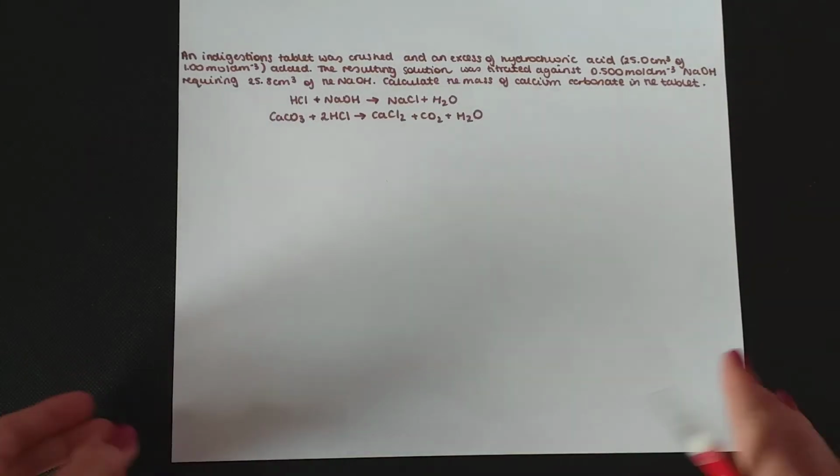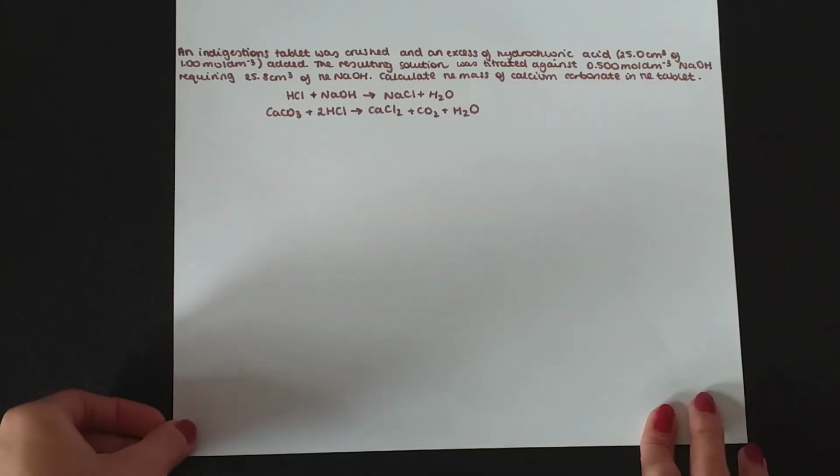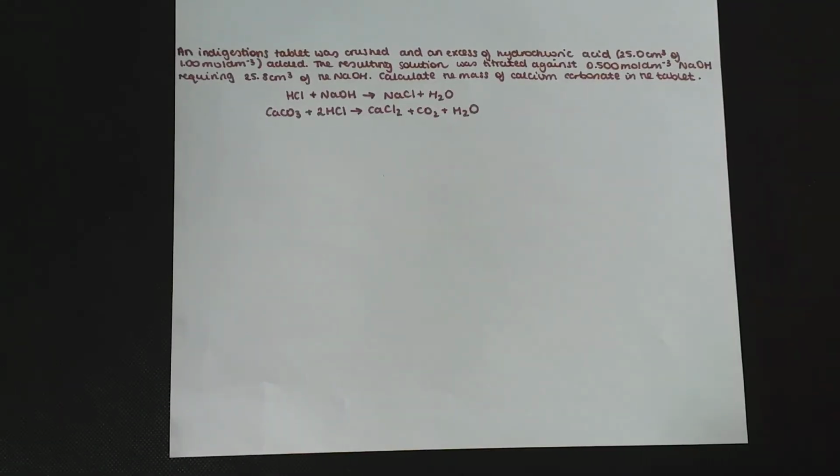Our very last example, past paper. This is an example of a back titration. So an indigestion tablet was crushed and an excess of hydrochloric acid, 25 centimeters cubed of 1 molar added. The resultant solution was titrated against the 0.5 molar sodium hydroxide, requiring 25.8 centimeters cubed of it. Calculate the mass of calcium carbonate in the tablet.